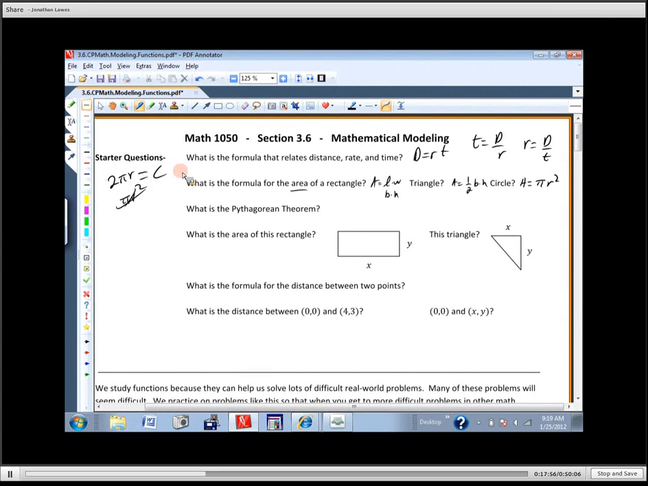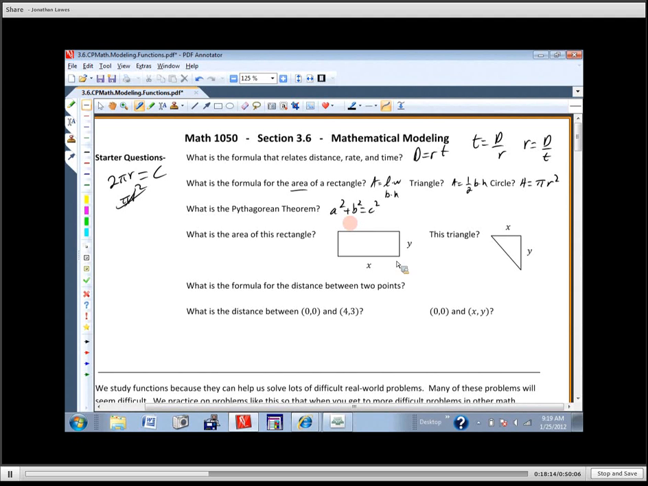Okay, what's the Pythagorean theorem? A squared plus b squared equals c squared. Heard that somewhere. It's important to remember that the a and the b are the legs of the right triangle, and this only works on a right triangle. So those are the legs of a right triangle, and c is the hypotenuse.